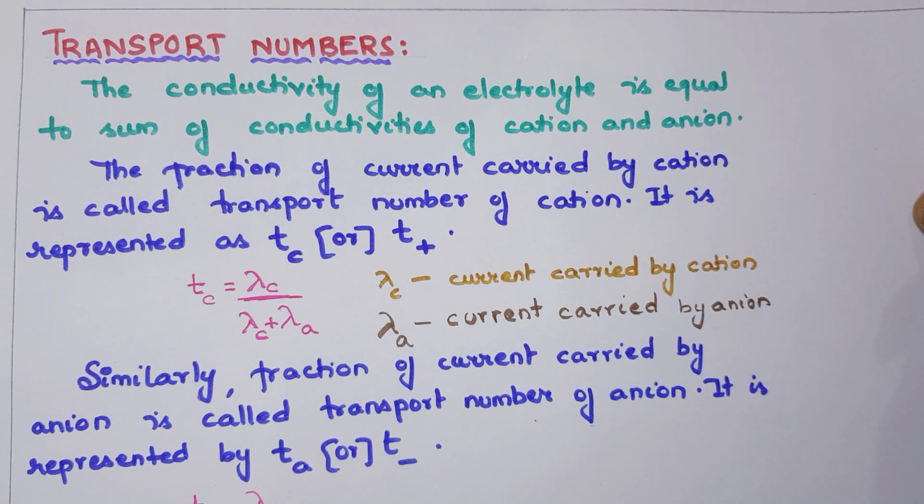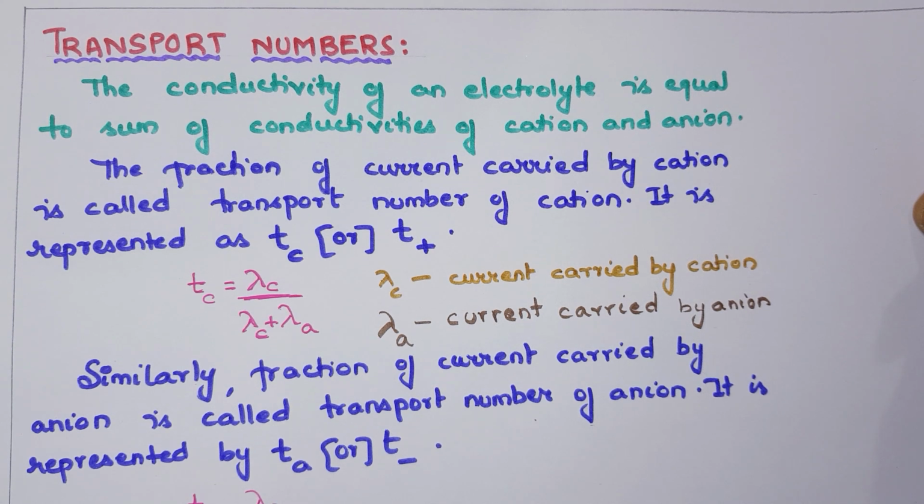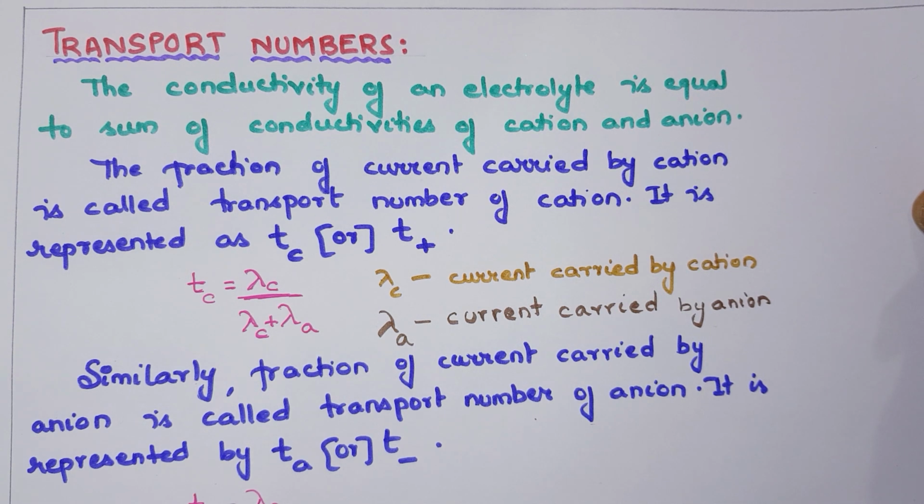What is this lambda C and what is this lambda A, students? Lambda C is the current carried by cation and lambda A is the current carried by anion. So Tc, the transport number of cation, what is it? It is the fraction of current carried by cation. How do we represent the fraction of current? Tc equals lambda C by lambda C plus lambda A.